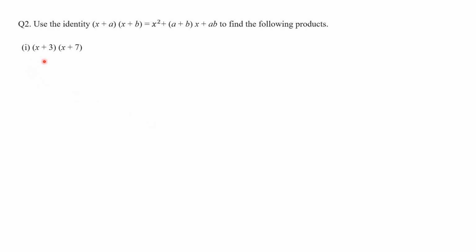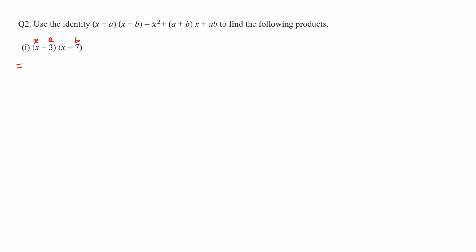So the first question is (x + 3) multiplied by (x + 7). If you compare this with the identity which is given here, you can see your x is x, a is 3 and b is 7, right? If you want, you can mark it over here to compare. Your x remains x only, your a is 3 and your b is 7.